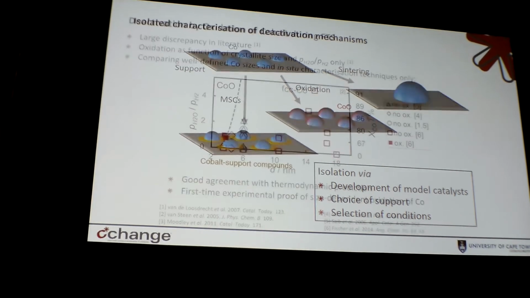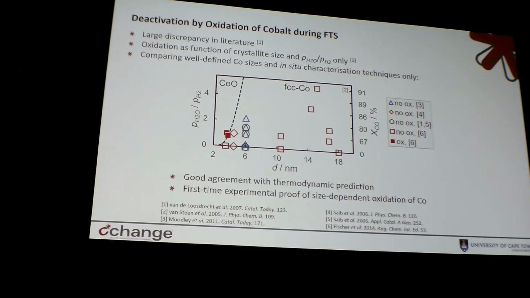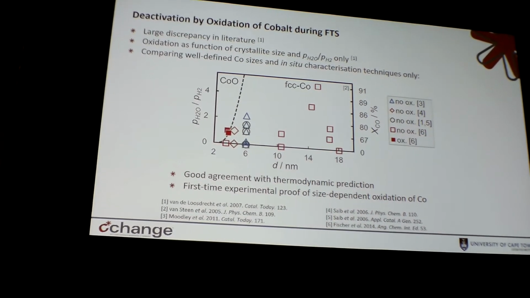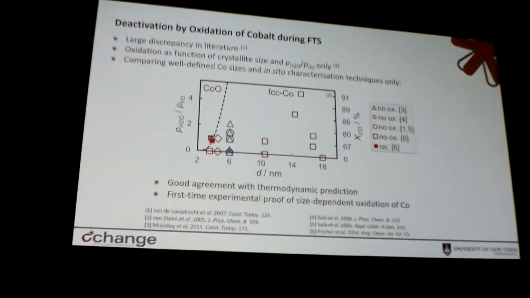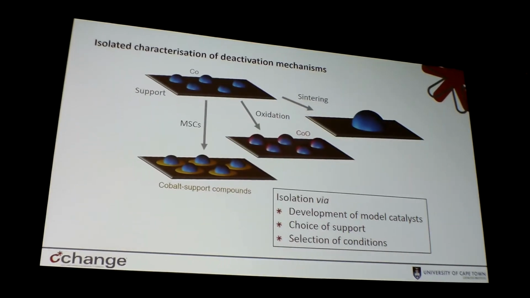If you stick this into this thermodynamic plot here, we're here. You can see that indeed we're touching that line, and this is where oxidation seems to be taking place. So oxidation is clearly size dependent. What else can we find out?